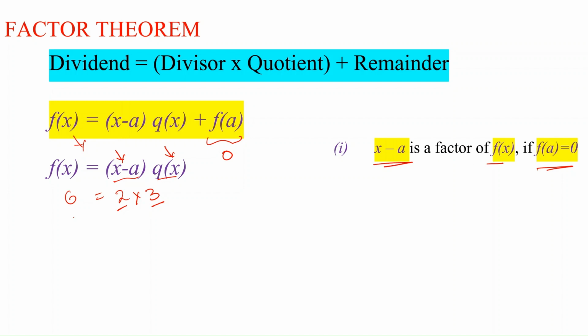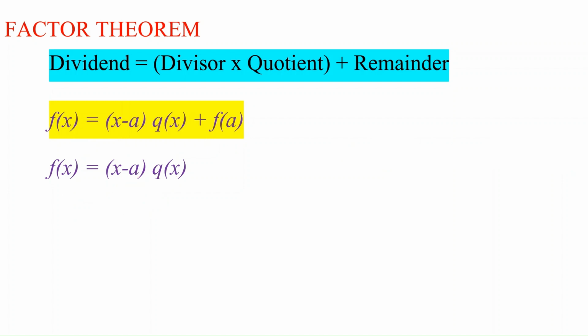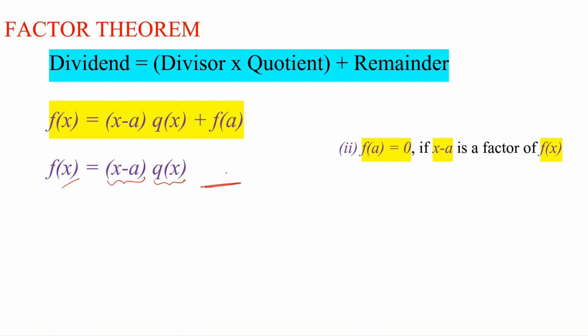Coming to the next thing, f of a equal to 0 if x minus a is a factor. When any number is factor, then f of x can be written as that particular factor into another factor, and that gives no remainder, which means that f of a is becoming 0 in this case. So when x minus a is factor, f of a will become 0. When f of a is 0, x minus a will become a factor.